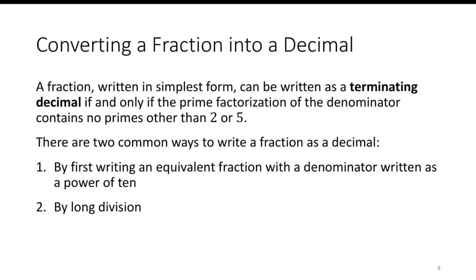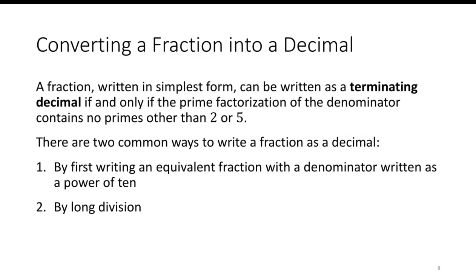A fraction written in simplest form can be written as a terminating decimal if and only if the prime factorization of the denominator contains no primes other than 2 or 5. That means that your denominator cannot be divided by anything other than 2 or 5. So if your denominator can only be divided by 2 or 5, then it's going to be a terminating decimal. If it can be divided by something else evenly, then it's not a terminating decimal.